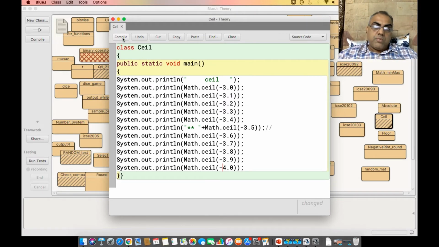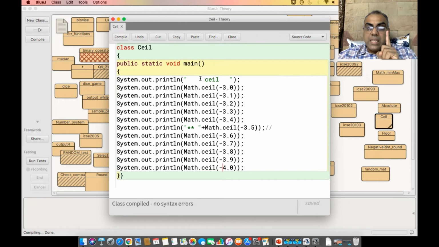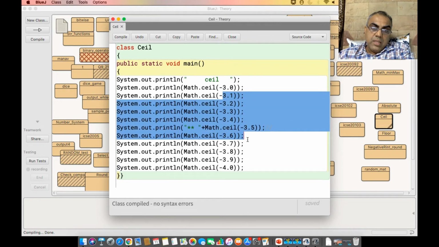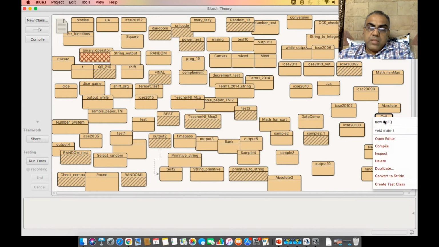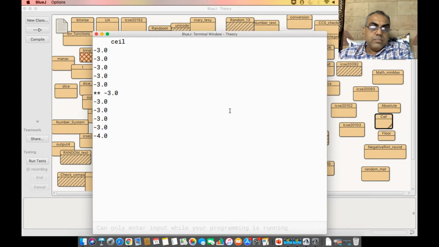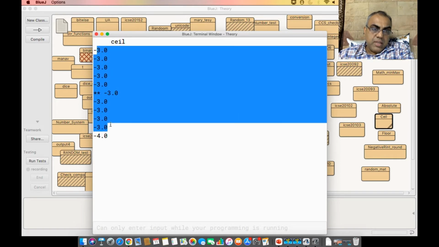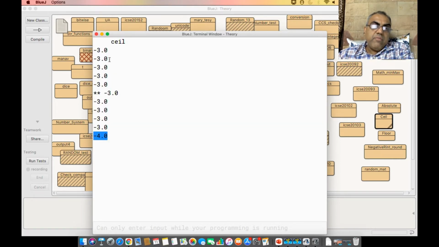Now if I run this program, remember ceil is going to be the higher value. So the higher value than minus 3.1 is minus 3, not minus 4. So this is supposed to be minus 3 in all cases, but only minus 4 will remain minus 4. So here is my answer. You can see all of them are minus 3 except the last, which is anyway minus 4.0.